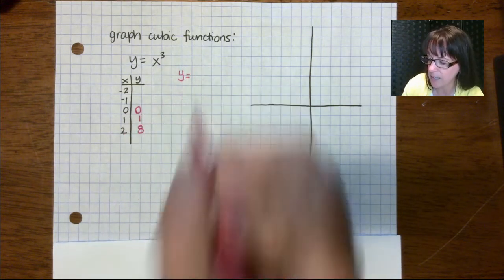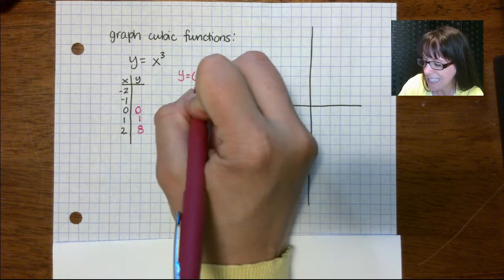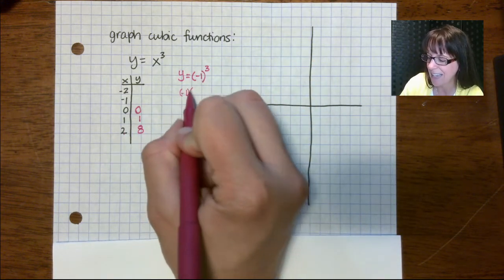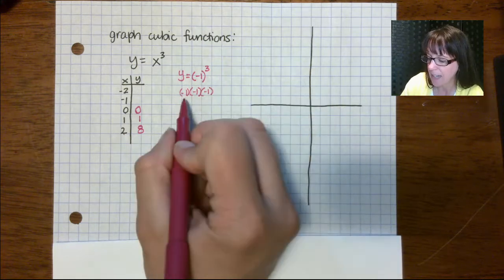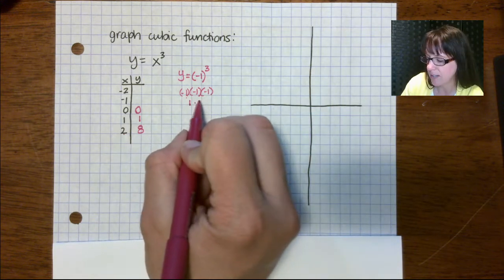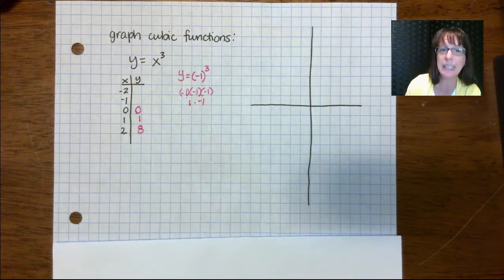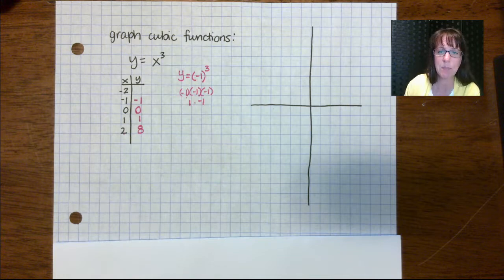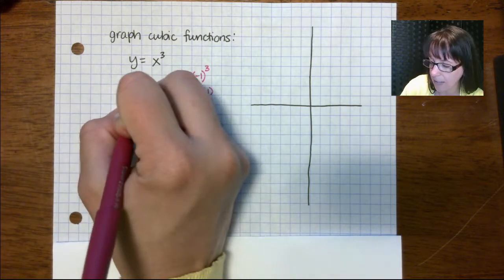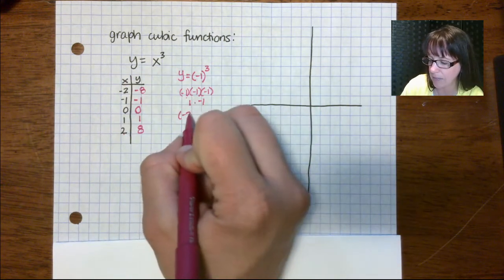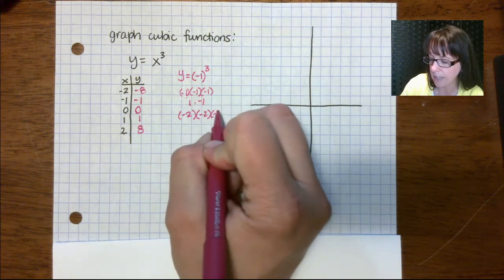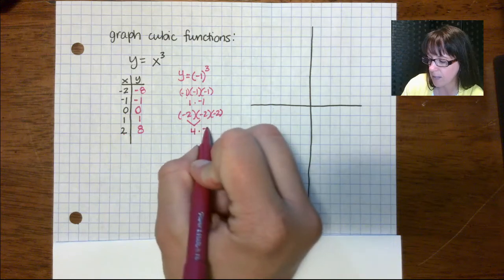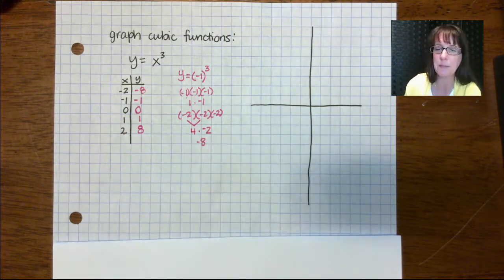Now, let's talk about -1. This is -1 to the third power, which means it's -1 times -1 times -1. -1 times -1 is +1, times -1. In this case, we are getting out a -1. Now, 2 to the third power is 8, but since it's negative, we're going to say -8, because again, we would have -2, -2, -2. -2 times -2 gives us +4, times -2 gives us -8.